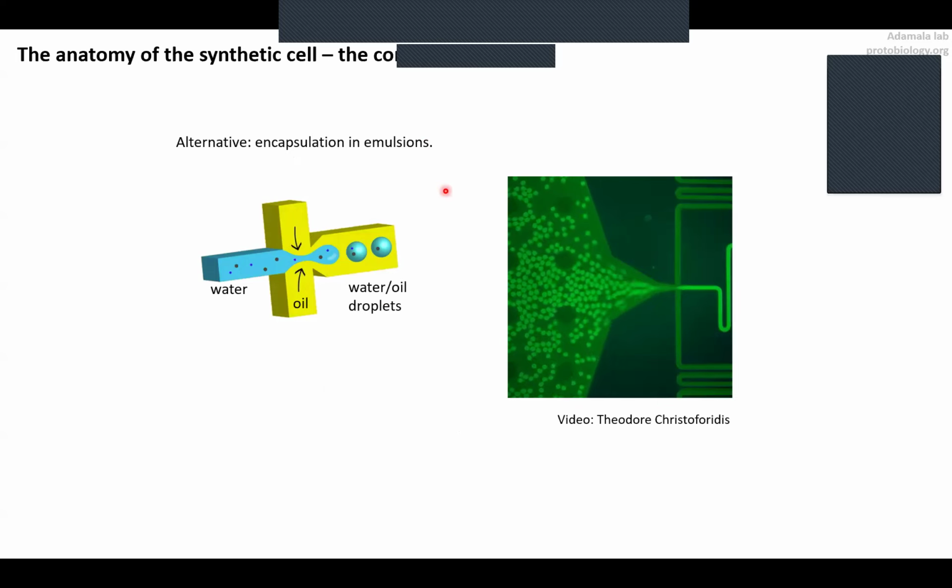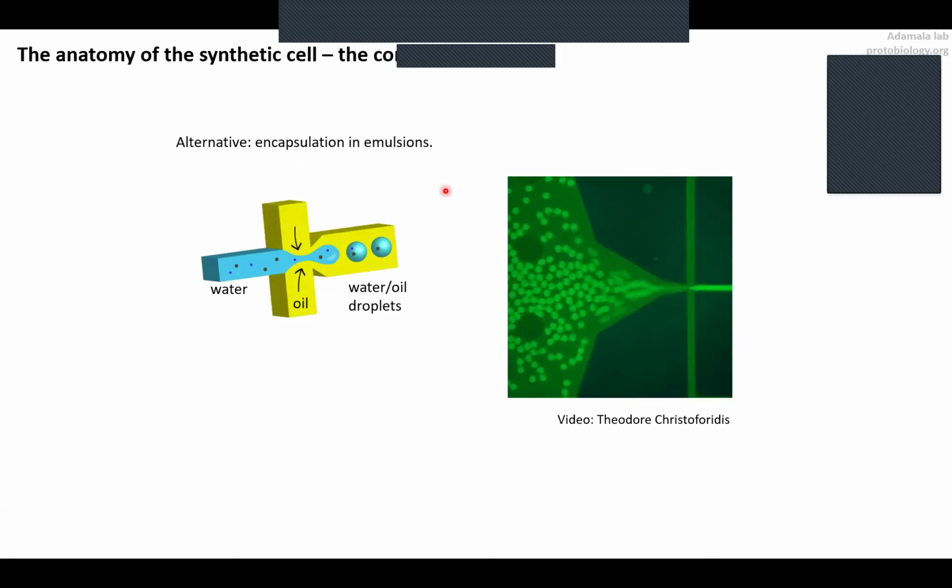We also use droplet microfluidics. I don't like droplet microfluidics, one, because I don't know how to do it myself. I have to rely on other people to do it, but also it doesn't have a membrane. What kind of cell doesn't have a membrane?